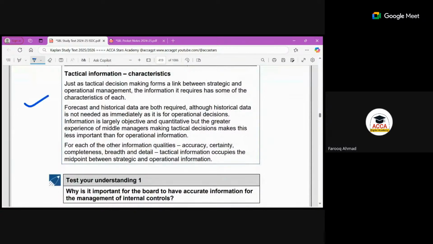Tactical decision making forms a link between strategic and operational management. The information required has some of the characteristics of each.